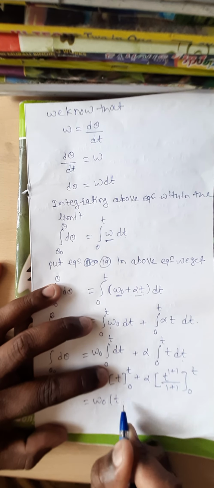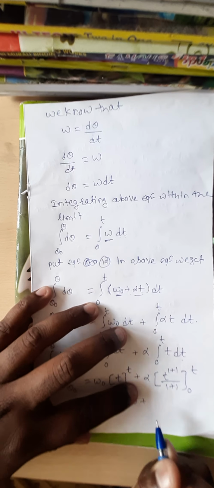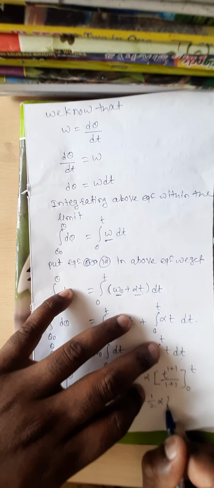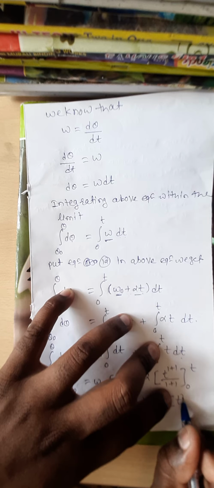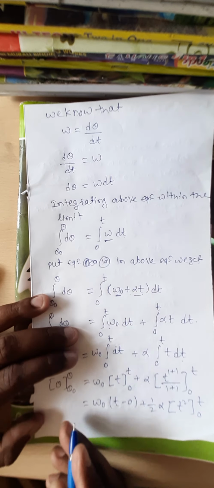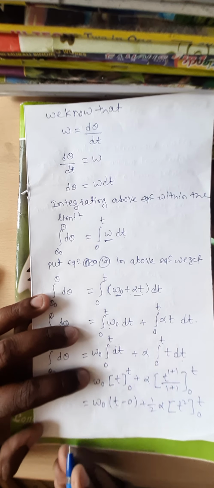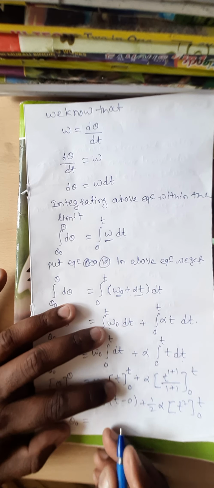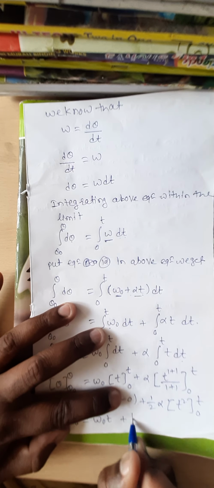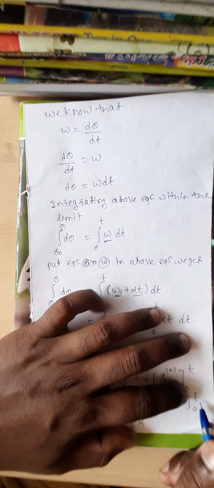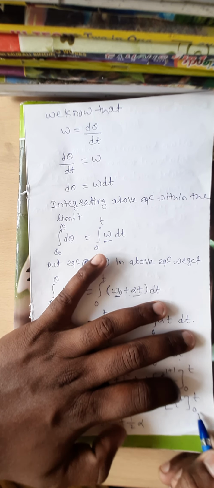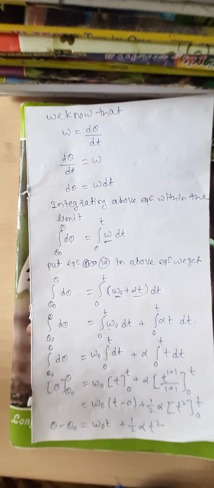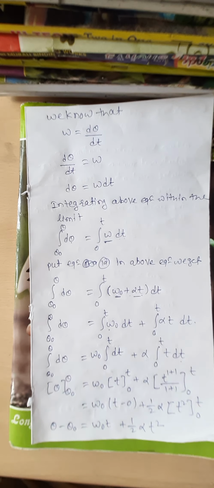That is omega naught, first put the upper limit t minus lower limit 0, plus, since 1 plus 1 is 2, taking outside 1 by 2 into alpha, t square within the limit 0 to t. Here we put upper limit minus lower limit: theta minus theta naught is equal to omega naught t plus half alpha, first putting the upper limit t square minus the lower limit 0, so only t square. Now theta minus theta naught is equal to omega naught t plus half alpha t square.